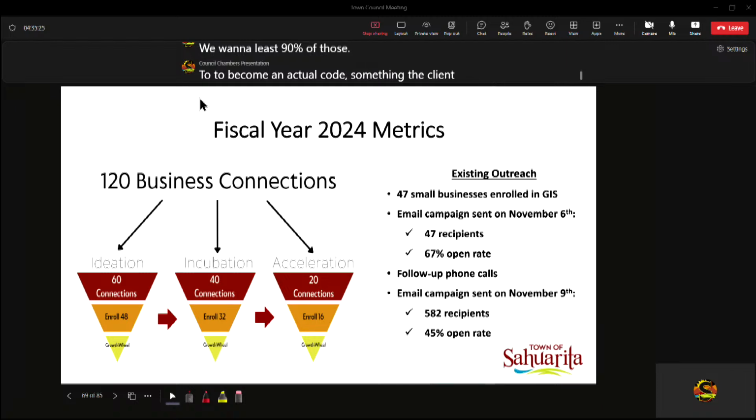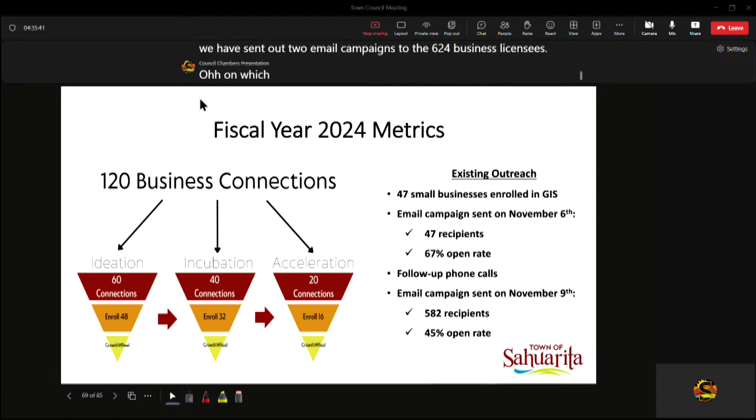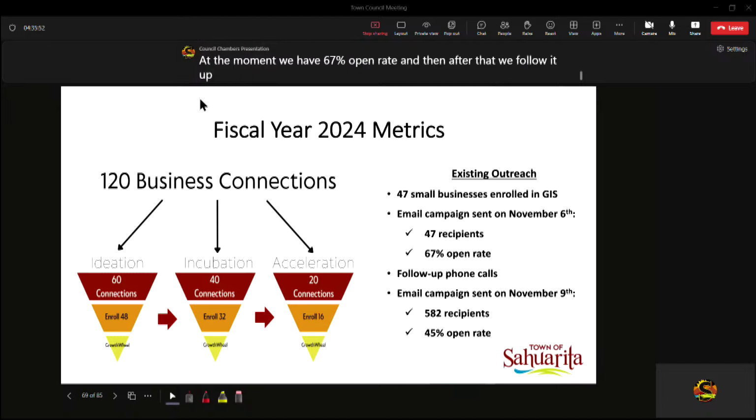And so far, well, actually, this is outdated. We have 48 small businesses enrolled in the Growing Sahuarita program. And we have sent out 2 email campaigns to the 624 business licensees, on which the first campaign was to the Growing Sahuarita clients, and 47 recipients at the moment. We had 67% open rate. And then after that, we follow it up with phone calls.